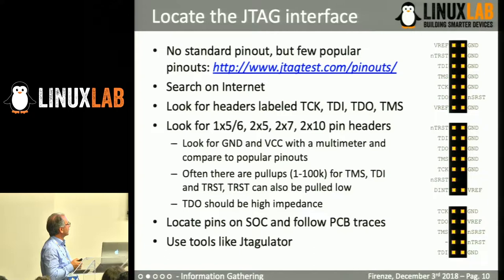We start by looking at ground and VCC with the multimeter on the potential candidates. We also know that usually there are pull-ups on the TMS and TDI pins. So basically, with the multimeter, we can identify potential candidates and compare what we have found with the popular pinouts. And if we are lucky, in this way we have identified all the JTAG interface pins.